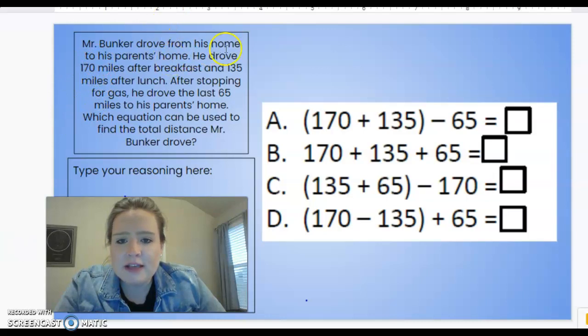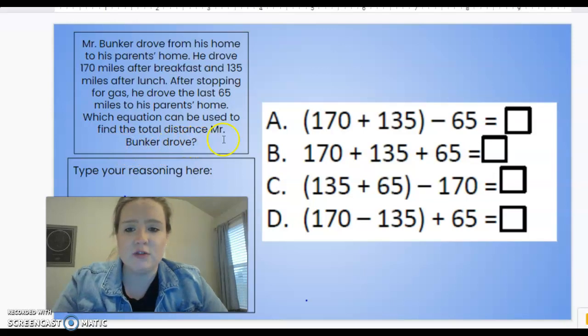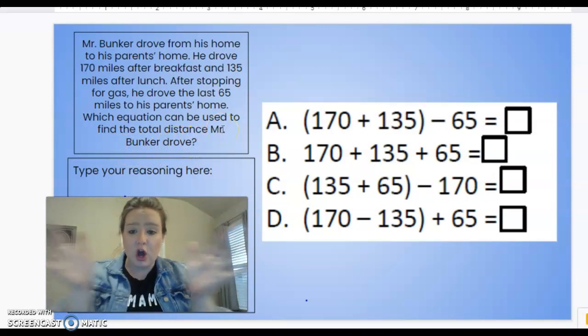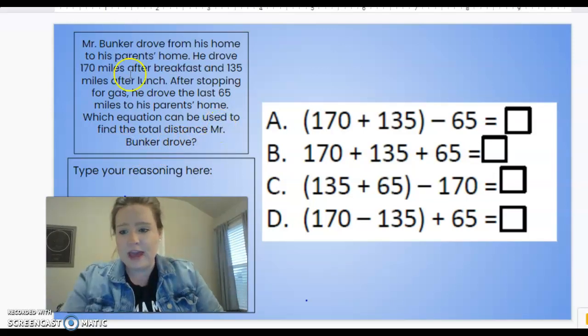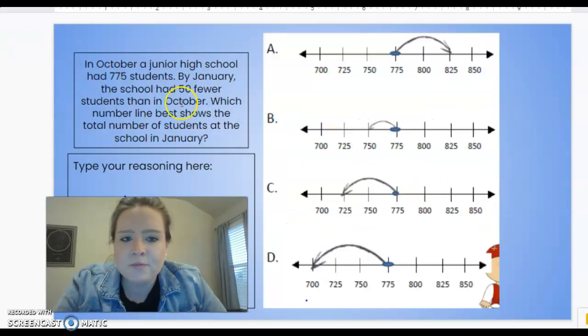Mr. Bunker drove from his home to his parents' home. So this is a similar equation to this one. He drove 170 miles after breakfast and 135 miles after lunch. After stopping for gas, he drove the last 165 miles to his parents' home. Which equation can be used to find the total distance Mr. Bunker drove? The total distance. Remember, when you're looking for the total, you're putting all your numbers together. Okay? There's your little hint.